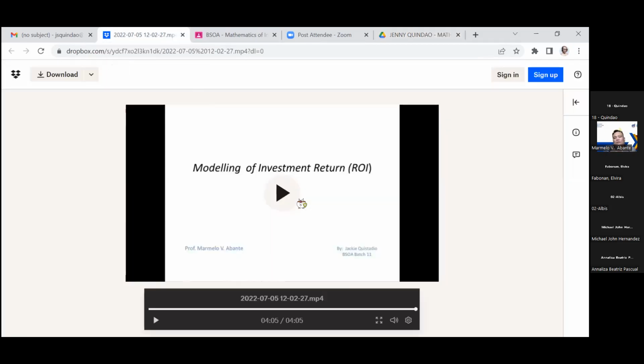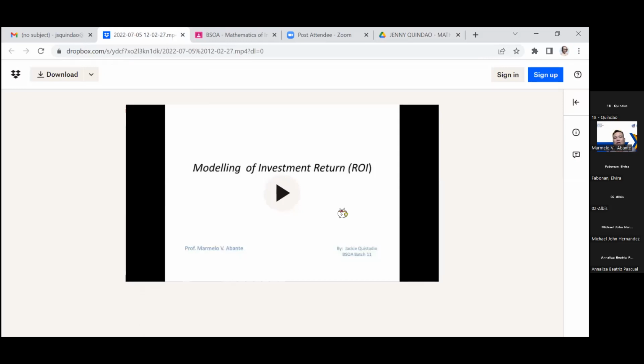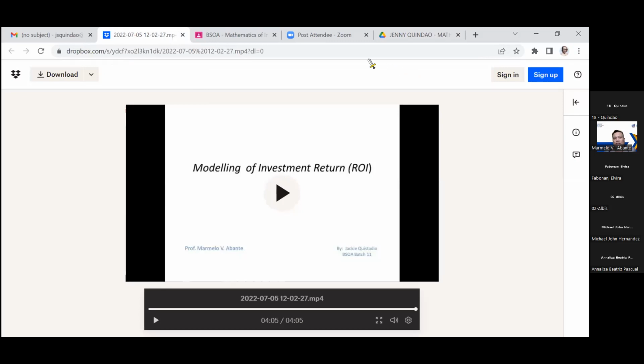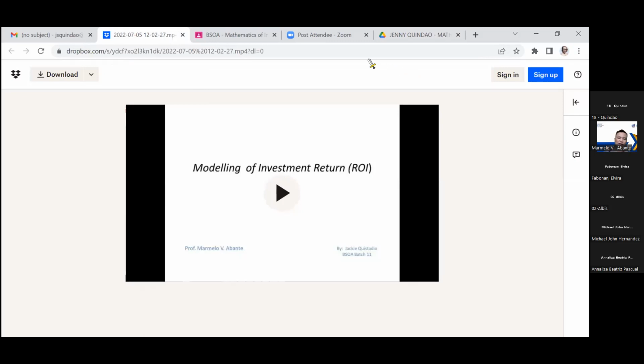Okay, so this will be a direct computation of the ROI. But of course, when it comes to data modeling, our main focus is the data modeling available. But this will be an exact ROI computation. So, how about your partner?